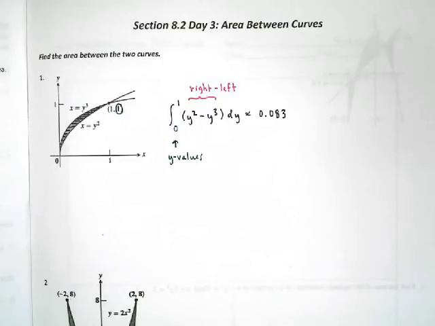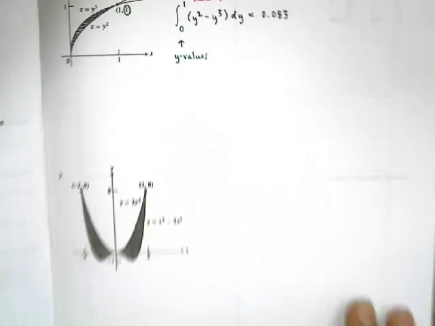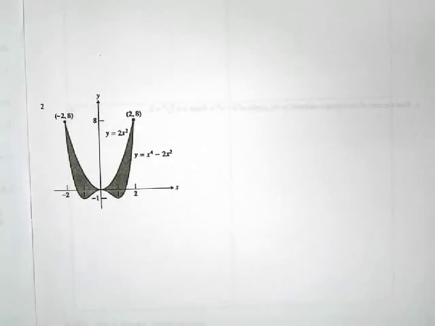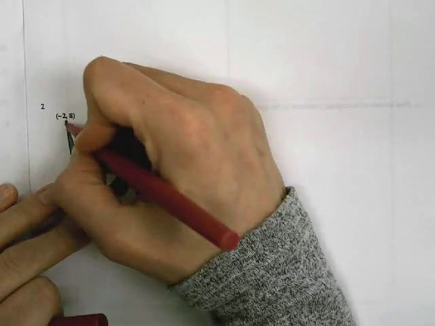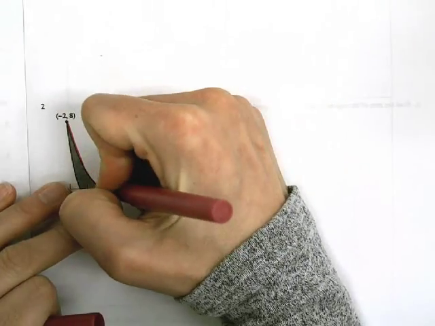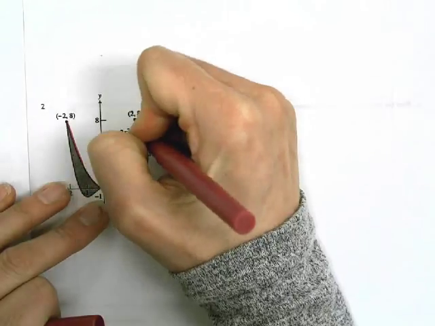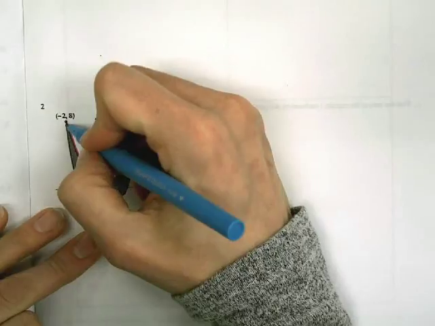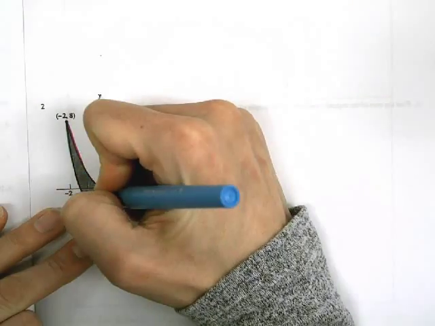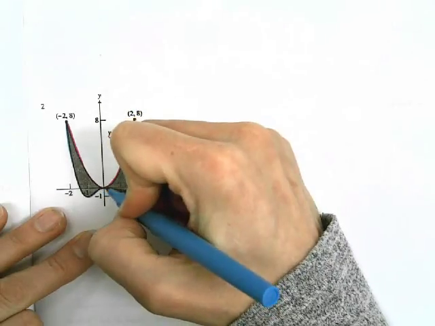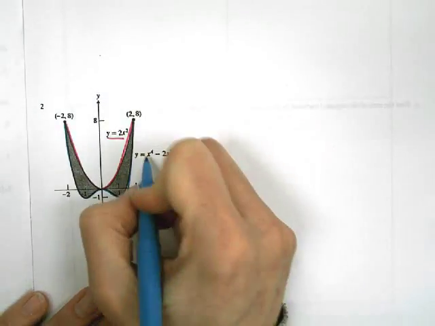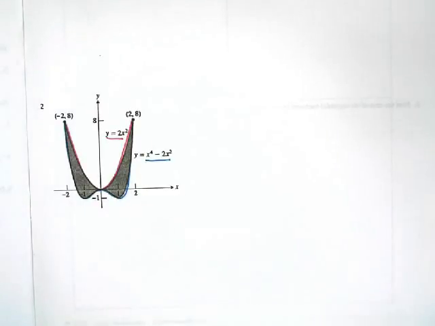Okay, so that was a nice straightforward example of when we would do right minus left. So for number 2, let's take a look at what we've got here. I've got 2 curves. I've got y equals 2x squared. I know that's my y equals 2x squared. And then I've got here y equals x to the 4th minus 2x squared. So I kind of did that in color just to help me visualize what's going on here.